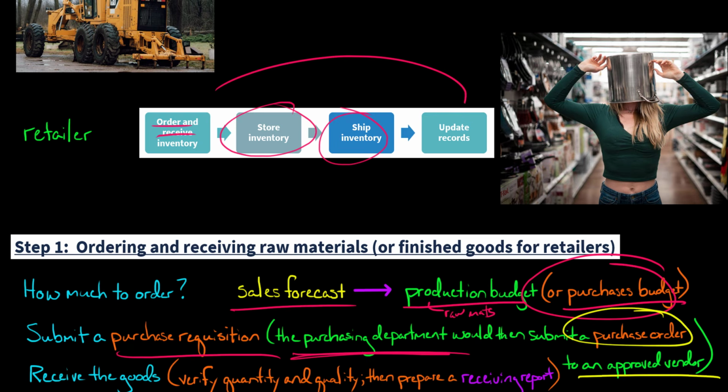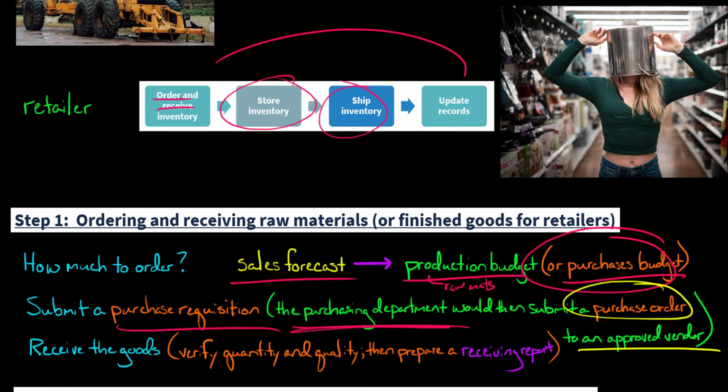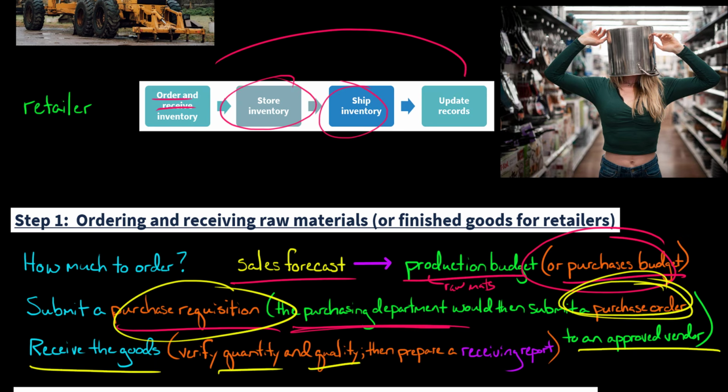Now, I'm not going to go through the purchasing process in detail because I already have another video on that if you want to learn more about it. Okay, so we've got the purchase requisition, saying this is the inventory we need. The purchasing department submits a purchase order to the vendor, and then at some point, the company actually receives the goods. Raw materials if it's a manufacturer, finished goods if it's a retailer. They would verify the quantity and quality, make sure you got the right goods and the right amount, and then prepare a receiving report saying, here's what was actually received.